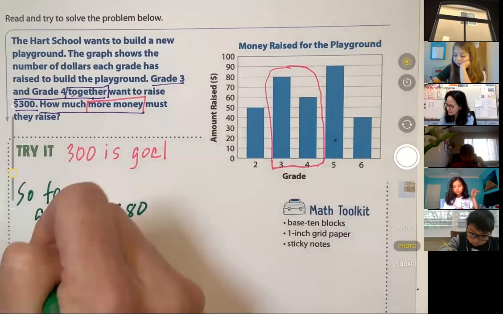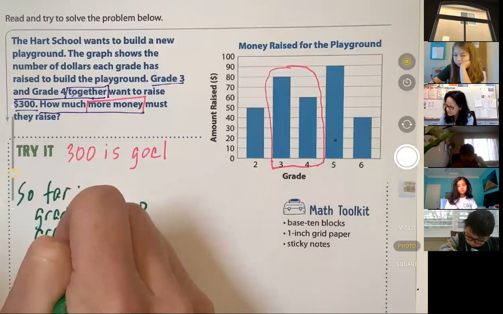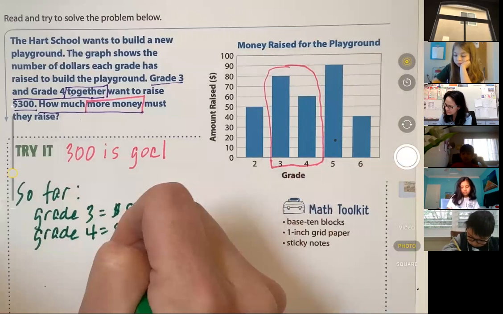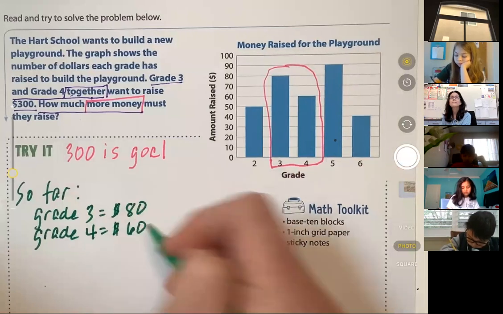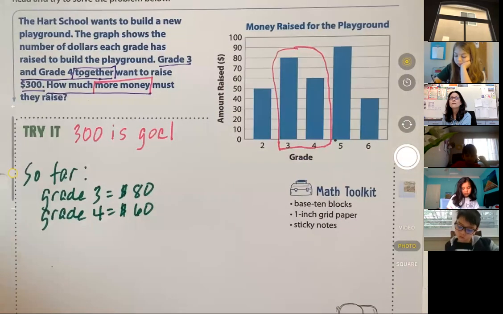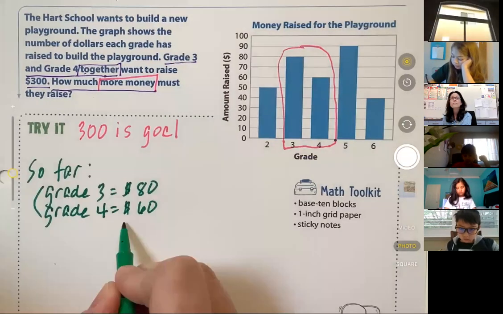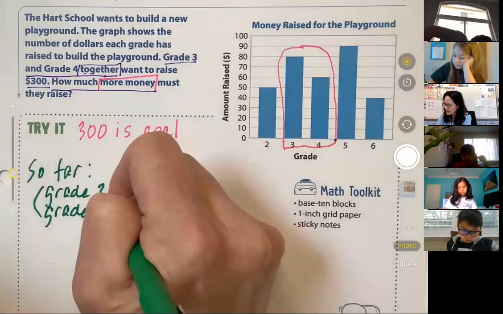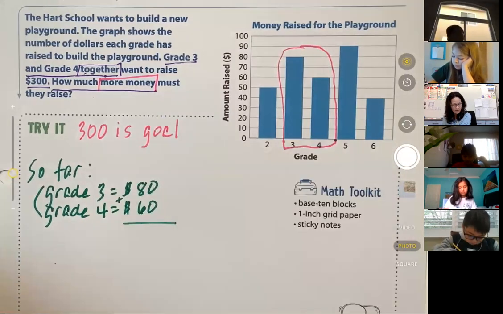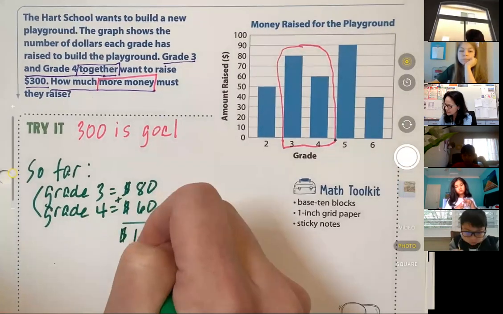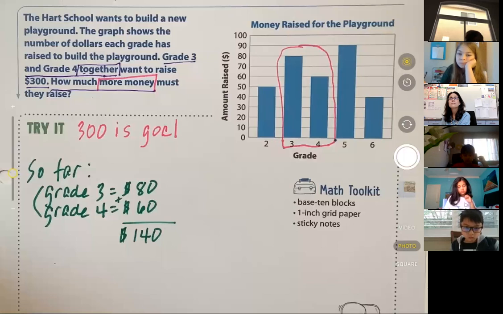And then grade 4 has raised $60. All right. So in order for me to figure out what these grades have raised together, I need to do some addition. Let's add that together, friends. And so those grades together so far have raised $140.